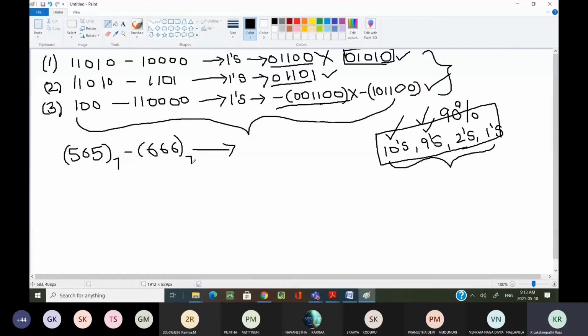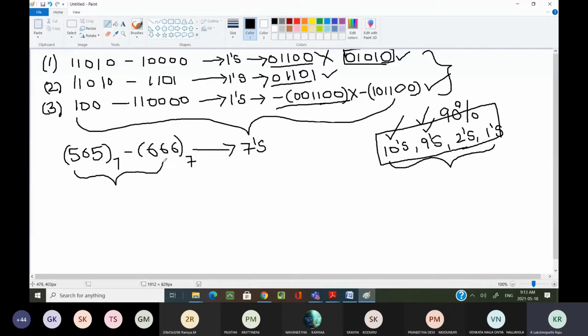This is not a new kind of subtraction; it is a different number system that he has given. The procedure is the same. Can you tell me the solution for this problem?